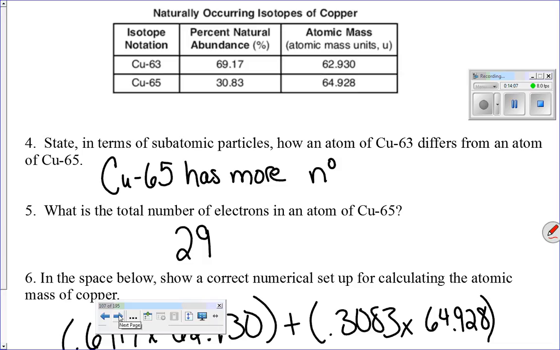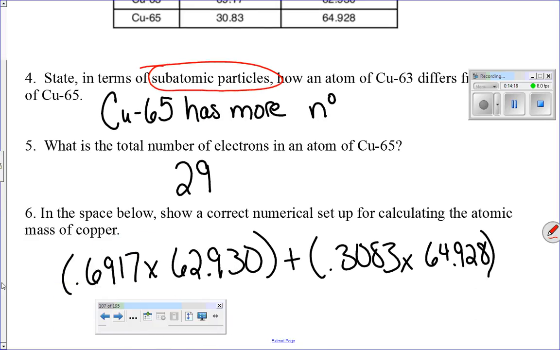Copper question. Your copper 65 has more neutrons. You can tell how many neutrons each one has. Because it's asking in terms of subatomic particles, you do not want to just say that they have different masses. Their number of neutrons makes them different. Their protons and electrons are the same. This is distractor information. The 65 here has to do with the mass. Your electrons, remember this is an atom, so protons equal electrons. So you have to look up 29 protons on the periodic table. It's a bit of a trick question.